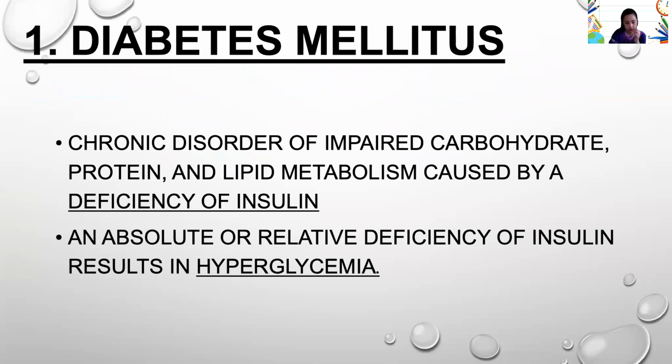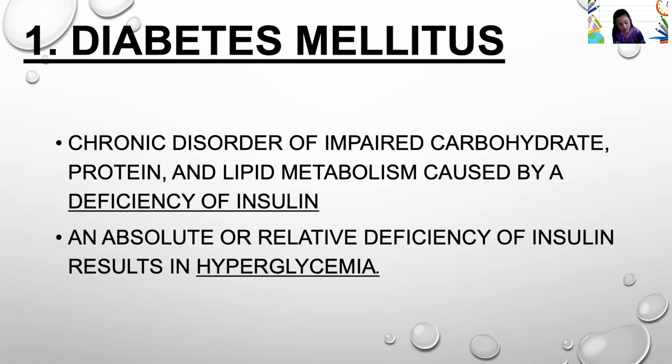So the number one example of our endocrine disorders is diabetes mellitus. Diabetes mellitus is very prominent because most adults, when they reach adulthood, will have diabetes. So diabetes mellitus is a chronic disorder of impaired carbohydrate, protein, and lipid metabolism caused by a deficiency of insulin. Insulin is a hormone which is secreted by your pancreas.